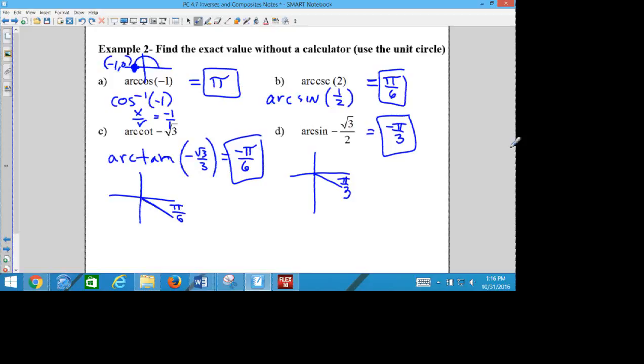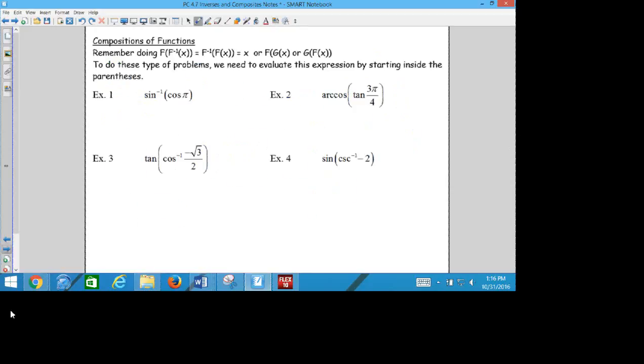Okay, so the next section is compositions. We've done this kind of stuff before, where you do the stuff on the inside first and you use that answer to apply to the new function. So the first thing that we're going to do is cosine of pi. We do that first. What's the cosine of pi? Negative 1.